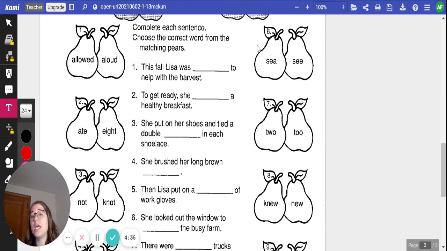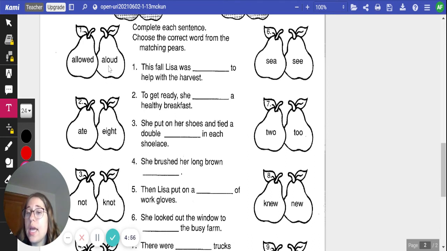Once you number 1 through 10, we're going to go ahead and write the correct word for the matching pairs. We'll do the first 3 together, and then you will do the rest on your own. Number 1, this fall, Lisa was blank to help with the harvest. So we have allowed and aloud. Which one do we think it is?